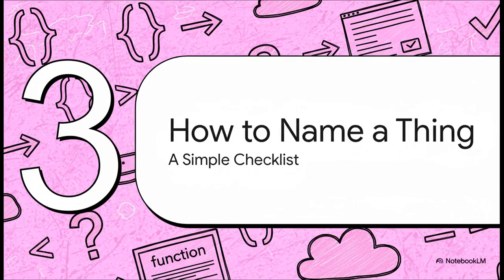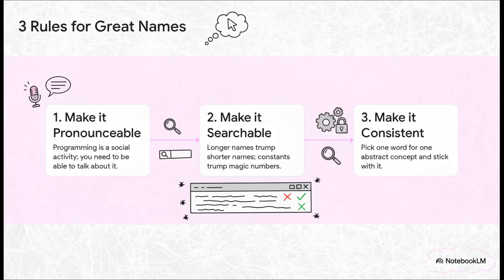All right, so we know the traps to avoid, but what should we actively do? Let's get super practical with a simple checklist you can use for creating great names every single time. It honestly boils down to 3 simple rules. 1, make your names pronounceable so you can actually talk about them. 2, make them searchable so you can find them later. And 3, make them consistent so your code doesn't feel random and unpredictable.